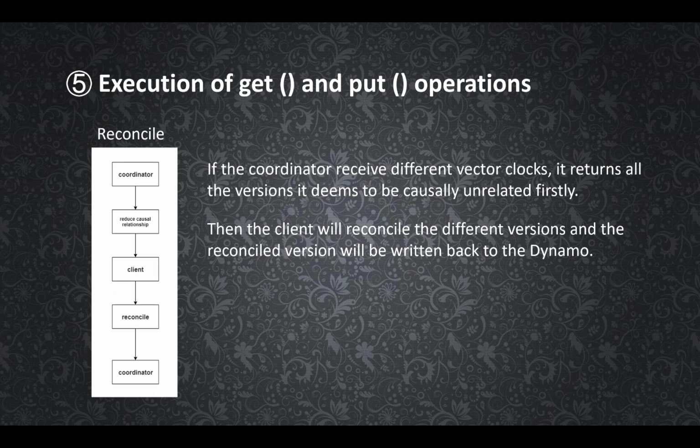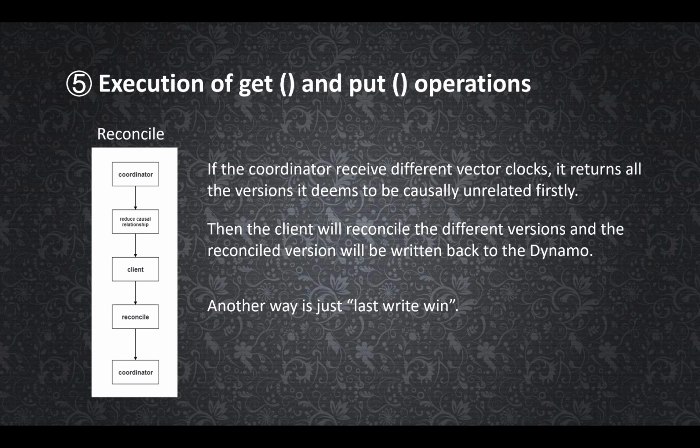There are two ways. The first way is that the coordinator can reduce the causal relationship by itself and then send it to the client. Because the client is more familiar with the business logic, it can help us reconcile and send back a new merged version to the coordinator. And another way is just last write wins.